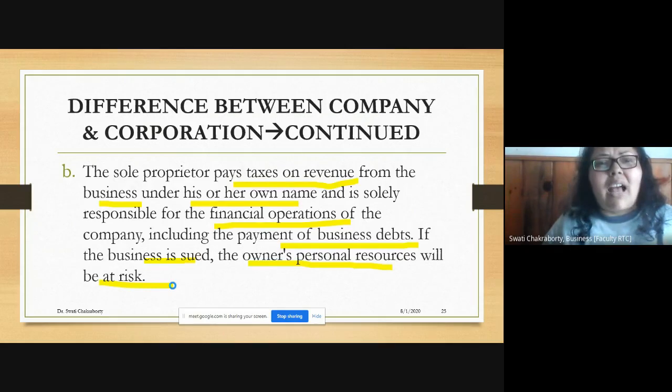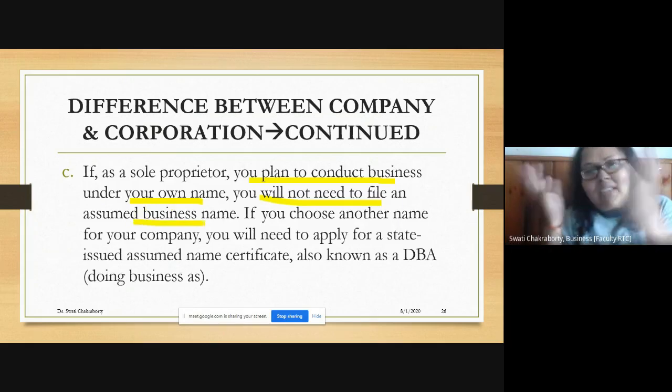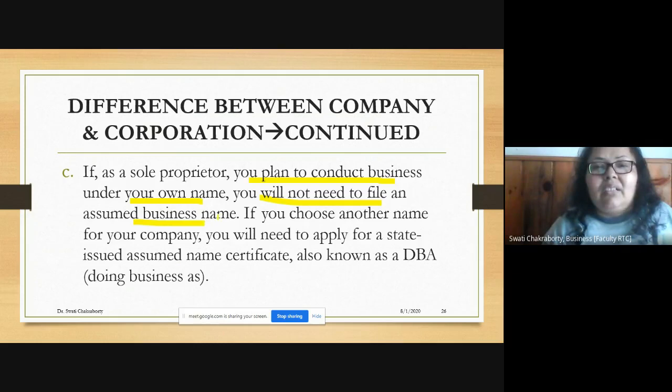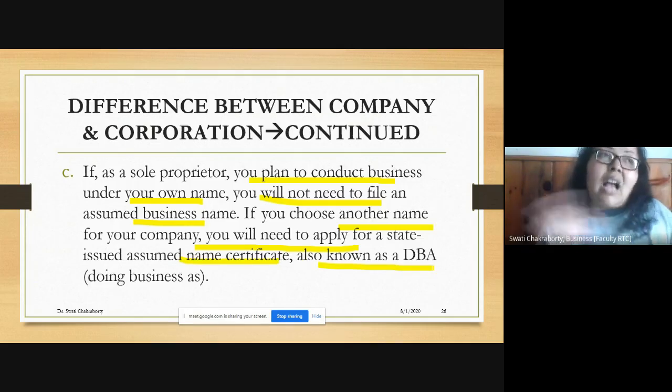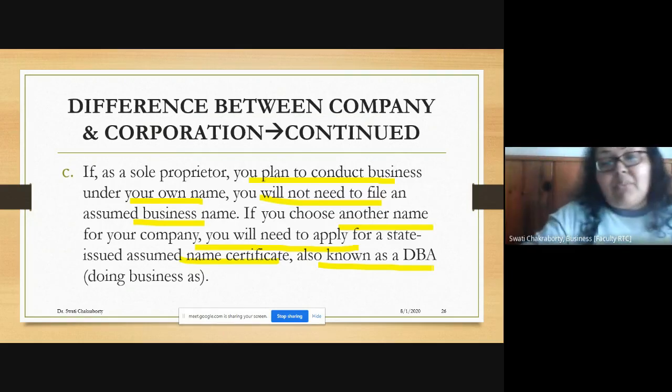If you are a sole proprietor and you want to have a business under your name, you do not have to file an assumed business name. You do not have to create a business name. You can actually operate the business under your name. But if you choose to have a different name for your company, you will have to apply for a state-issued assumed name certificate, which is called DBA, doing business as. I'm such and such person, sole proprietor, doing business as a different name. So you have to have permission.